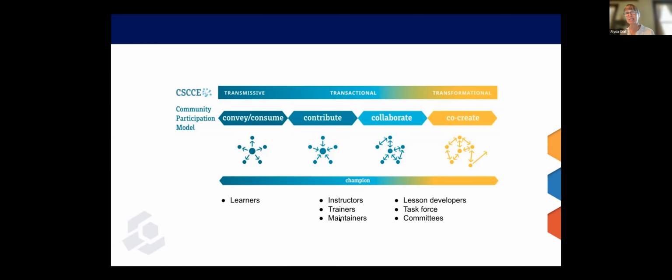The instructors, trainers, and maintainers are falling somewhere within that contribute and collaborate mode. They're primarily contributing once they're trained to serve in the roles that they serve within the community. They then are primarily just providing those workshops and training and resources to our learners and other members of our community. But there's also a lot of space when they have those monthly meetings or meetups at other events where they do a lot of collaboration to determine how to improve on their approaches to the role that they serve in the community. And then with the lesson developers, and we have task forces and committees that are put together to help address specific challenges within our community, they fall a little bit more in that collaborate and co-create space.